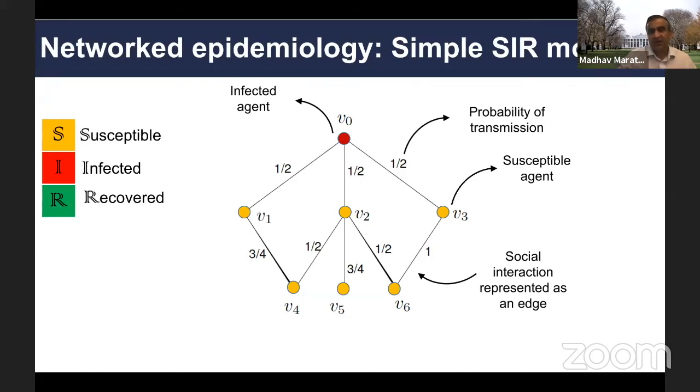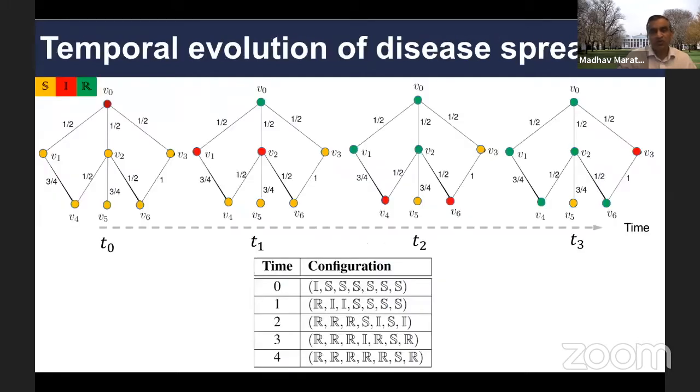And in this case, the node in red is initially infected, tries to infect V1 and V3 and V2 independently with probability half. And this shows you the time sequence of what happens. So V0 ends up infecting V1 and V2, but not V3. And then V1 and V2 infect V4 and V6. And then finally, V6 infects V3. And then the epidemic stops in this case.